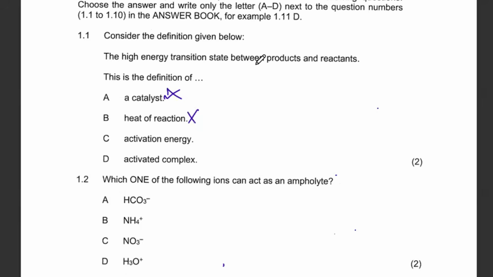Then C says activation energy, which is the minimum energy required to start a chemical reaction, is also out. So now the unstable transition between products and reactants is the activated complex, which is defined as the high energy transition state between products and reactants.